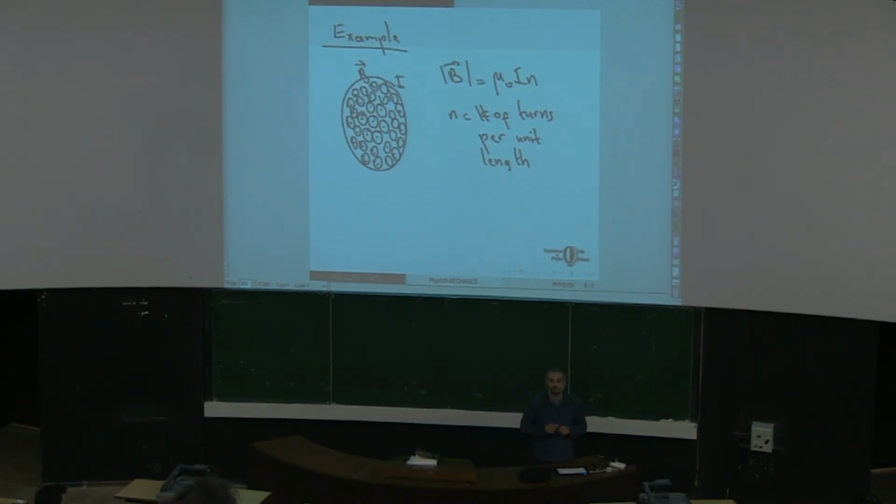The only possibility I have are just rings. They have to be rings around the central axis. So this is one possible choice of my electric field line.